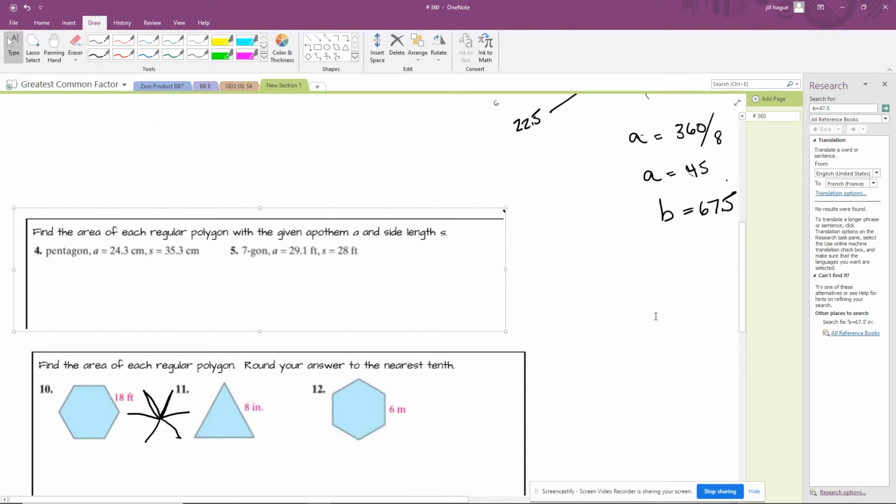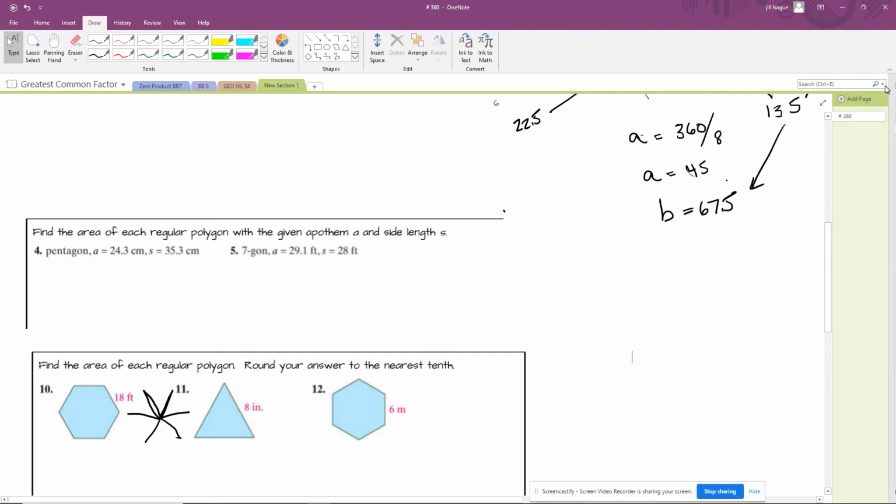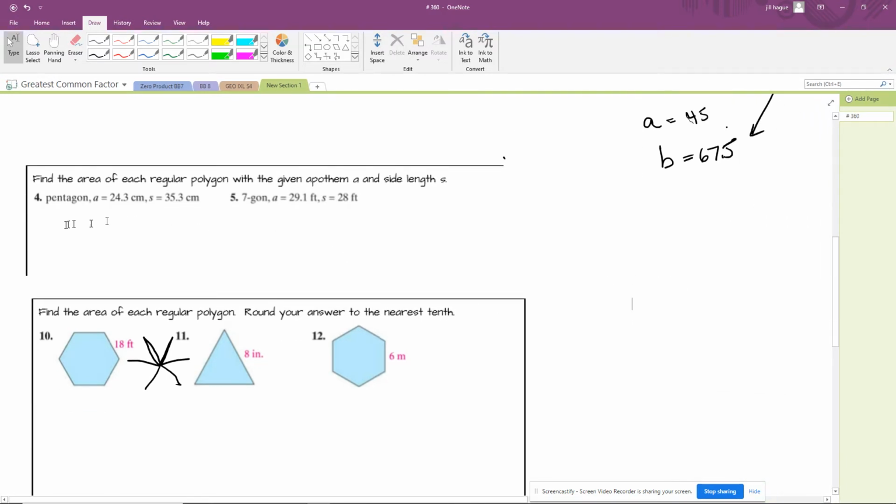And let's see, let's scroll down. There we go. So let's look at number 4 here. Find the area of a regular polygon with a given apothem and side length. So let me work over here on the side.